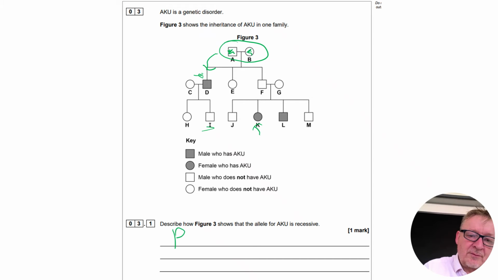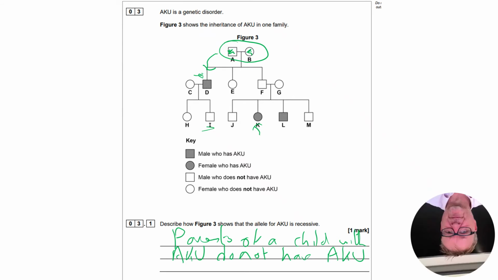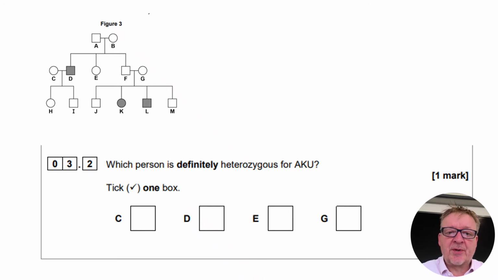Therefore, parents of a child with AKU do not have AKU. They haven't got it, so it must be recessive. Okay, so which person is definitely heterozygous?